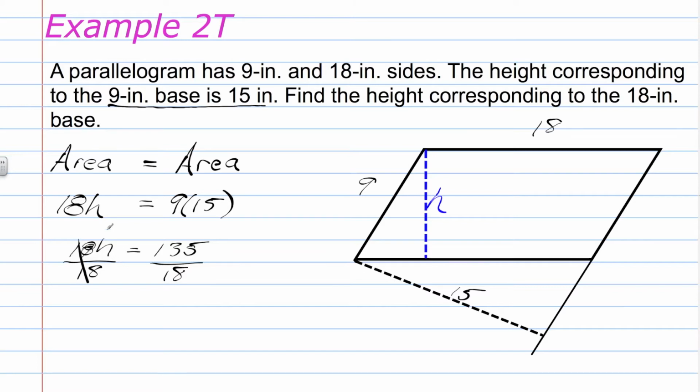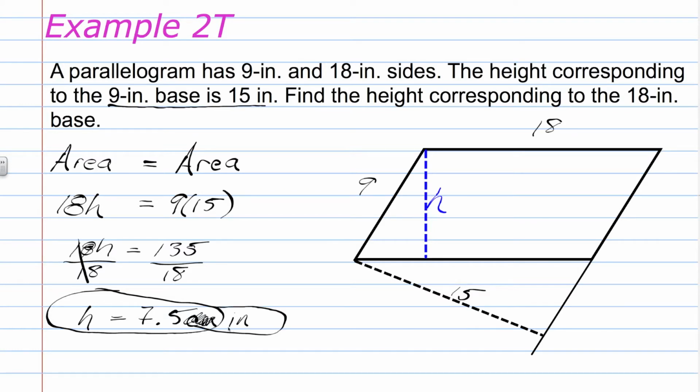When we divide each side by 18, that gives us h is equal to, 18 goes into 135 7.5 times. So I know the height that corresponds to the 18-inch side is 7.5 centimeters. And it wouldn't be centimeters, it would be inches, because that's what we're working with in this problem. So it'd be 7.5 inches, not centimeters.